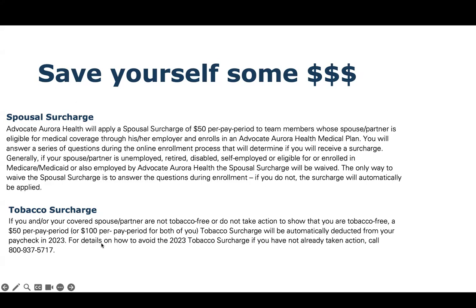Similarly, there's a tobacco surcharge. So tobacco causes cancer and a lot of other health issues, cardiac disease, etc. So it's more expensive for them. If you smoke cigarettes, they want you to stop so that you have less medical issues. And so basically, if you smoke, you're going to pay more for your insurance. And this is pretty common now everywhere.